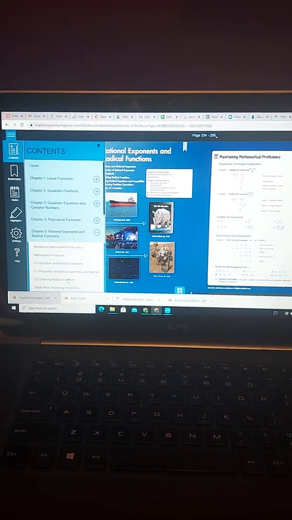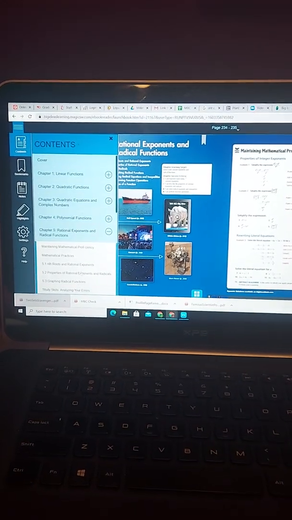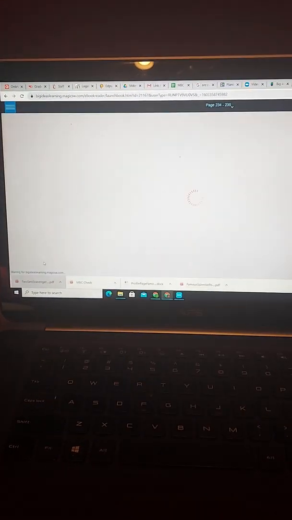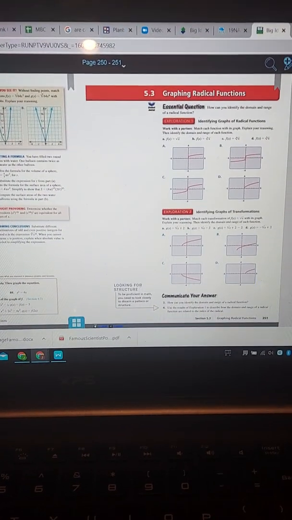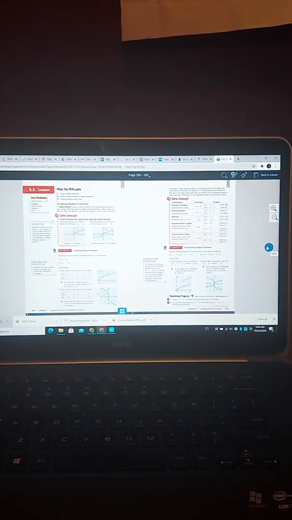So I wanted to show you this is your dynamic book. This is your online textbook. I need you to go to 5.3, which will then take you to this section. And this should look familiar. Make sure to look at the 5.3 lesson, because I want to talk about translation.